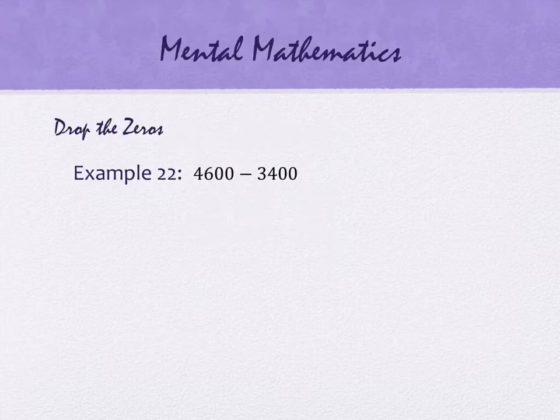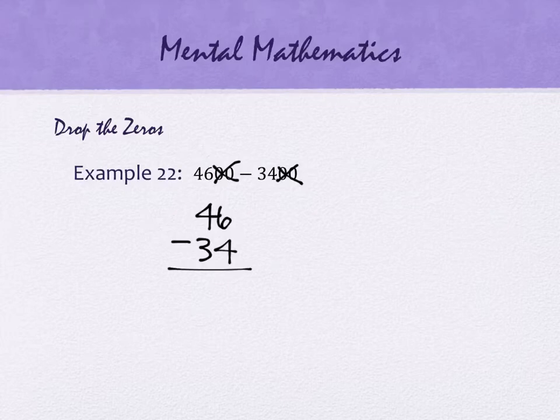Okay. Dropping the zeros. 4,600 minus 3,400 both have zeros in the tens and the ones column, right? So the idea is that these zeros are rather unimportant in terms of the actual subtraction going on, and I can pretty much ignore them. So what is 46 minus 34? It'd be 12. And then my answer would be 1,200 since I had the zeros that I ignored.